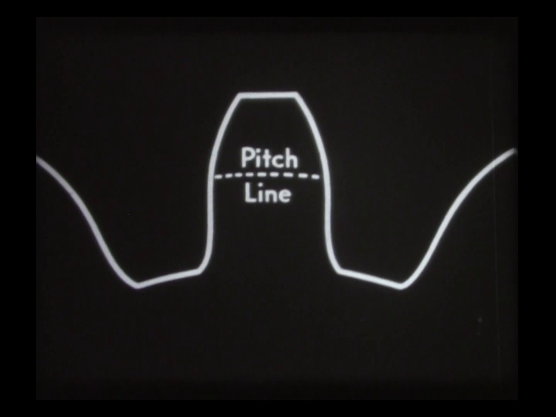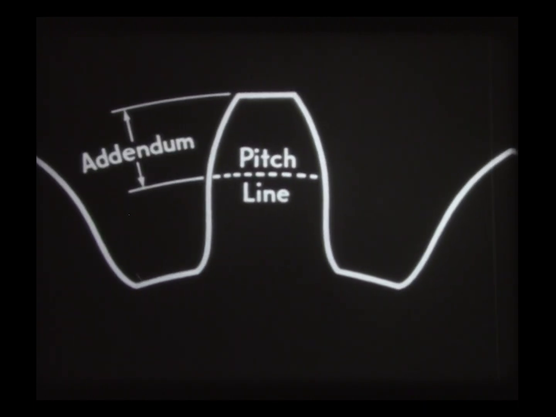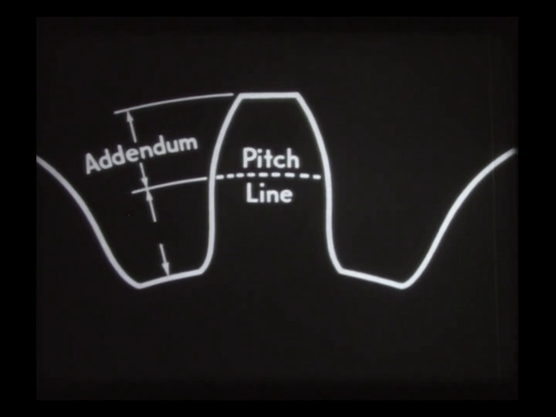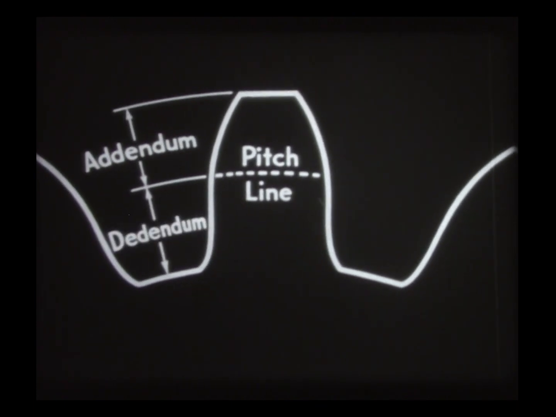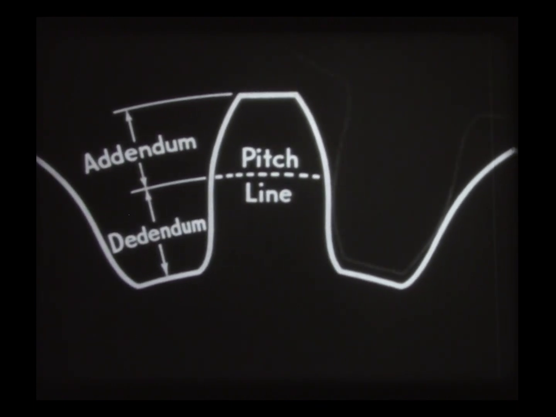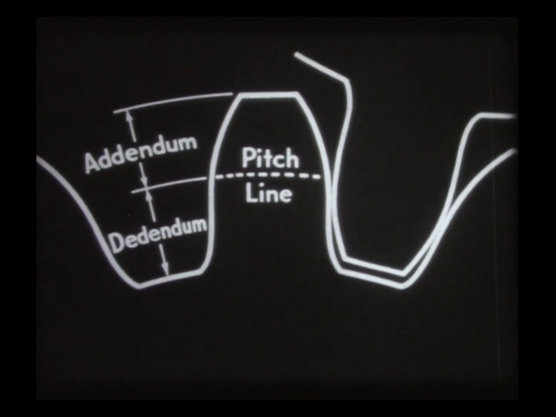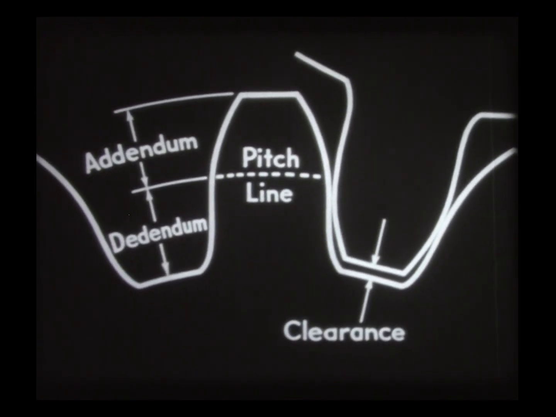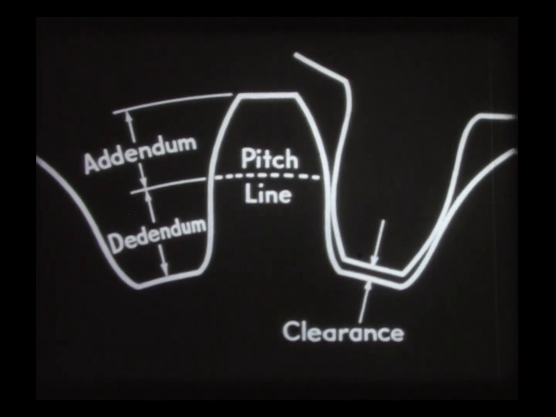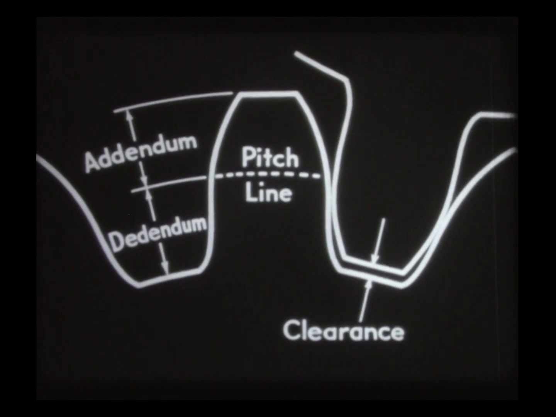The distance from the pitch line to the face of the tooth is called the addendum. The distance from the pitch line to the base of the tooth is called the dedendum. To provide sufficient clearance when the teeth are engaged, the dedendum must be greater than the addendum. These are the terms applied to the parts of any single gear tooth.